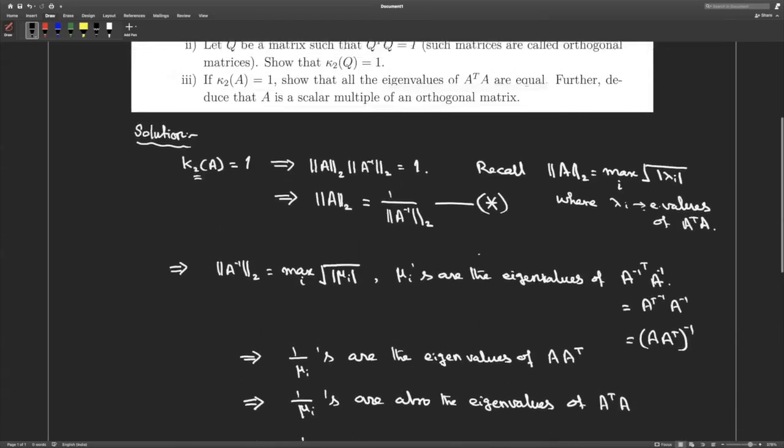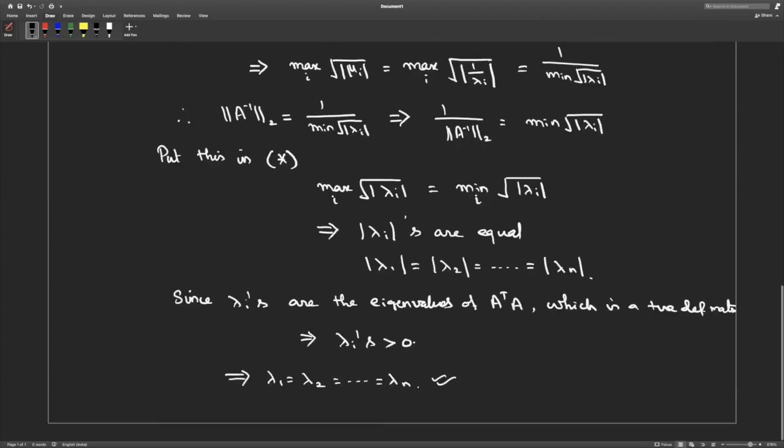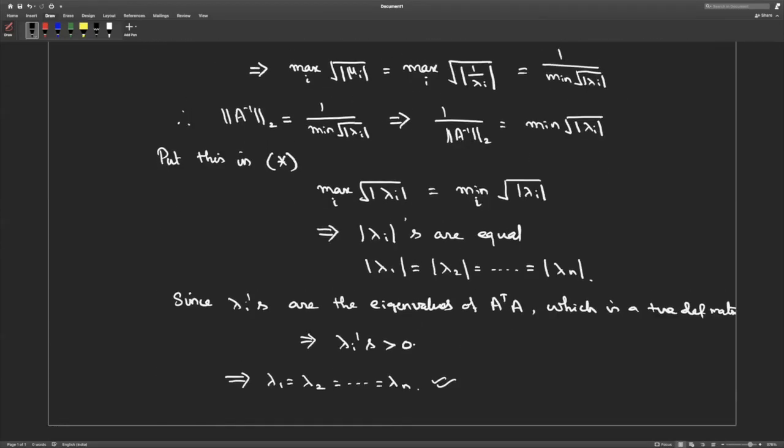Now the other part is rather very easy. Further, deduce that A is a scalar multiple of an orthogonal matrix. How will you do that? To prove that A is a scalar multiple of an orthogonal matrix, it means that up to a scalar multiple, you have A transpose A equal to I. That is what we wanted to prove.